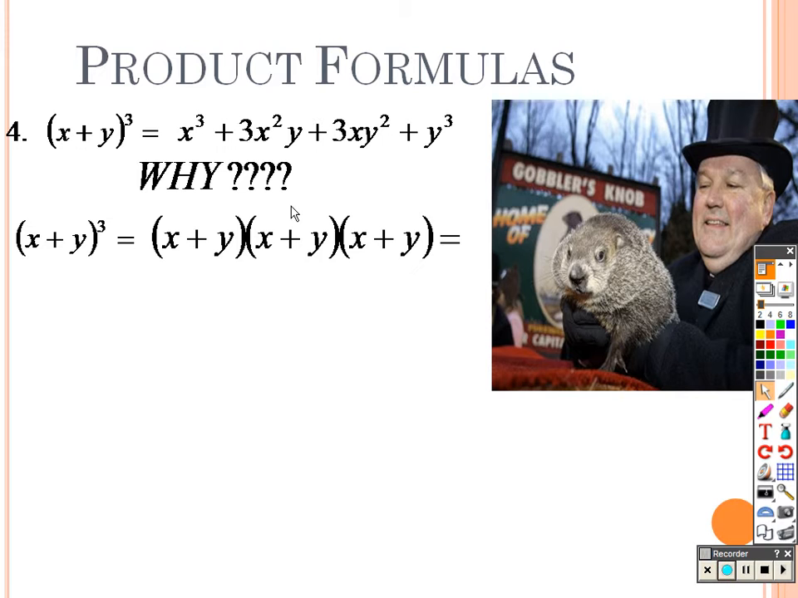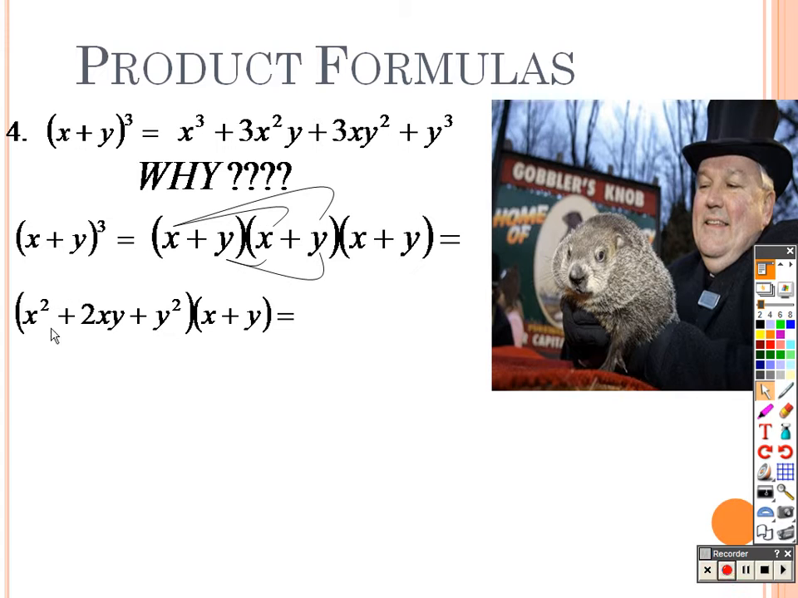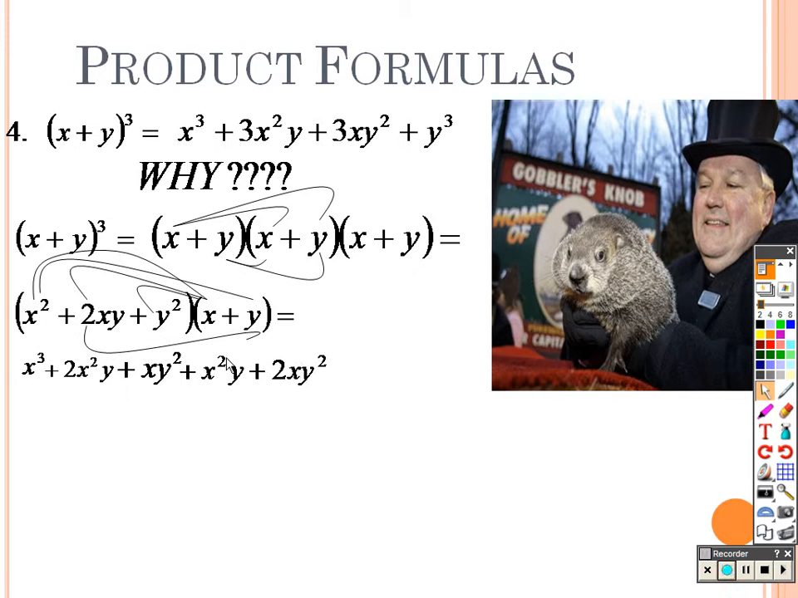Just to speed this up, because you obviously don't care why as much, you would just FOIL. So I would FOIL these first two, and when I FOIL these first two, that's what you get. But then you have this, which became x squared plus 2xy plus y squared times that x plus y. So I have to FOIL again. Once again, this is why you try to remember these formulas. Because if you don't remember these formulas, it's just a long foiling process, which is what I'm doing here. It's just a whole bunch of foiling. And then I have to combine all those like terms together.